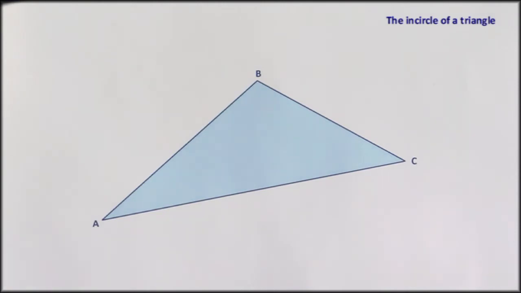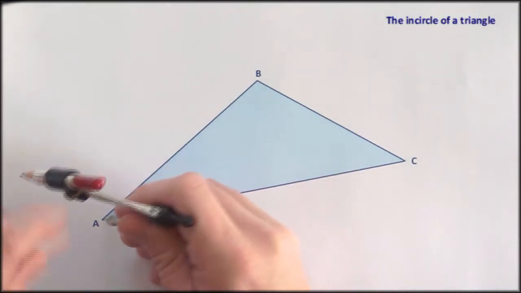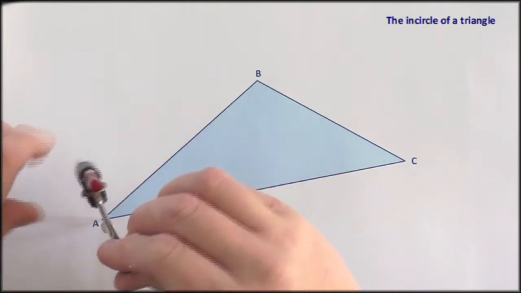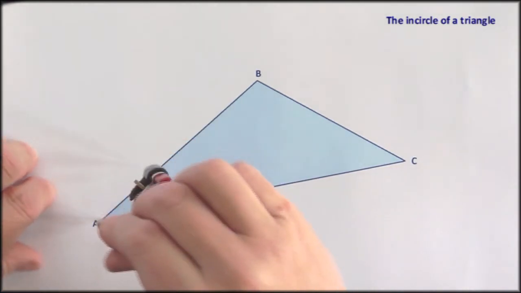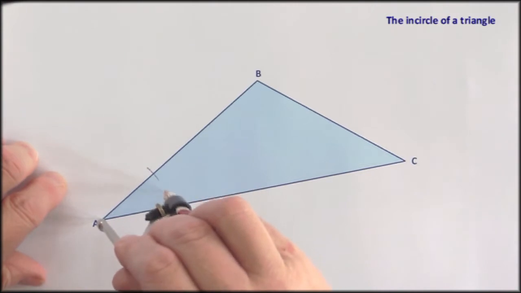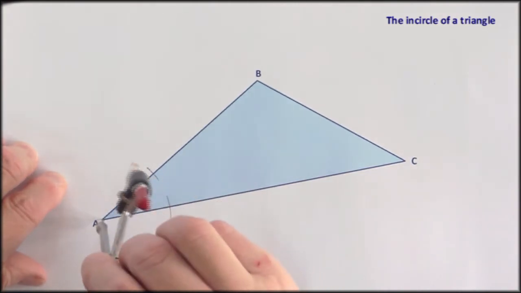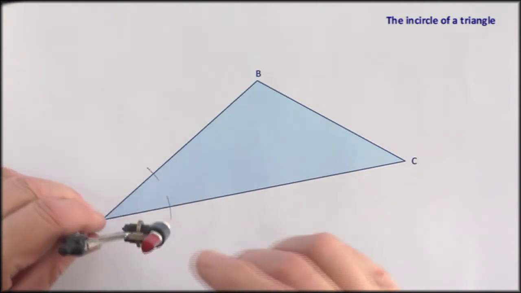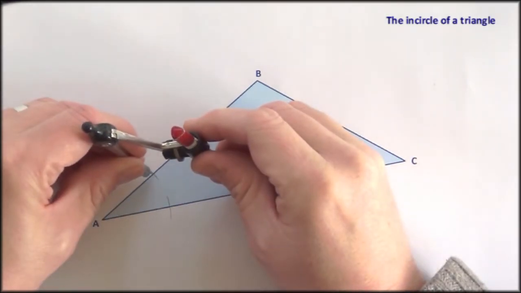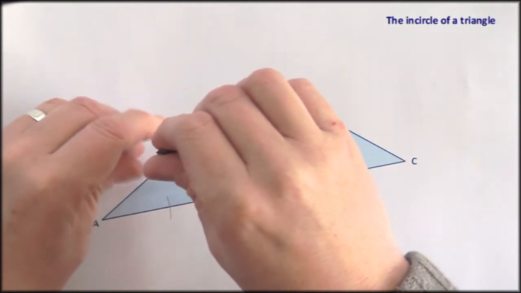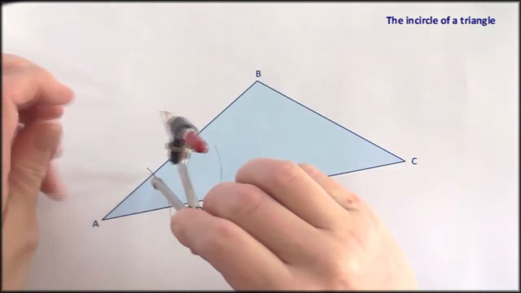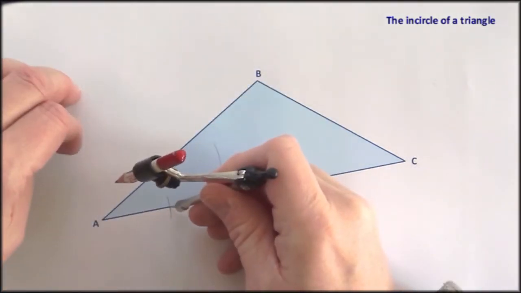So let's get started. Let's go with A. Doesn't matter what I set the compass to, that's entirely my choice. So remember how this works. I draw a couple of arcs along the two arms of the angle, and relocate the compass using those intersection points.